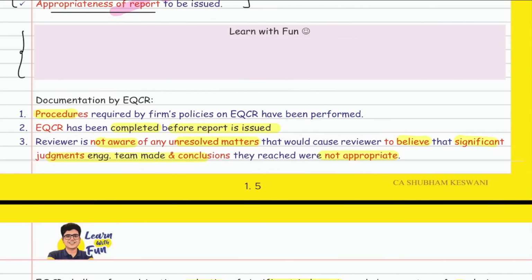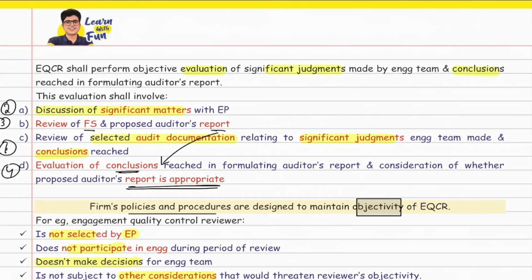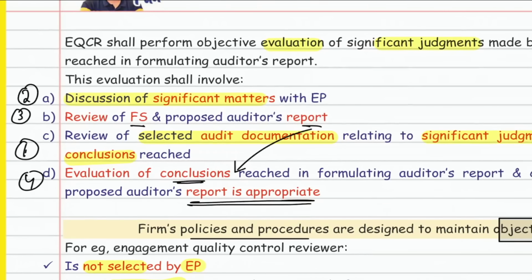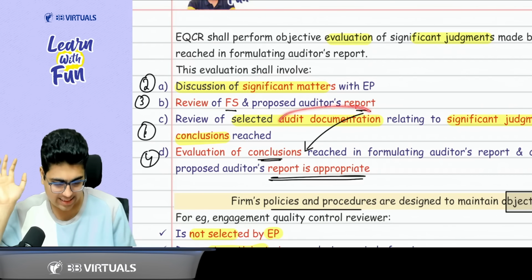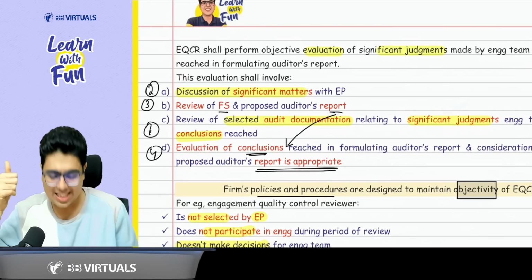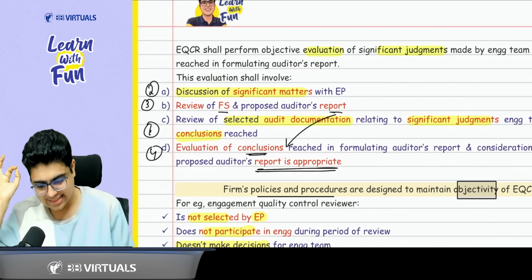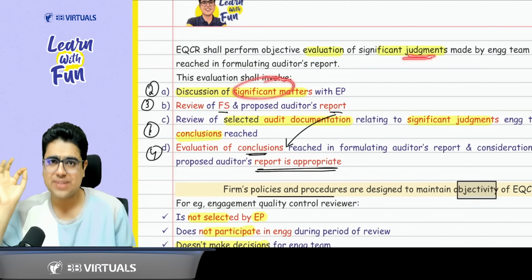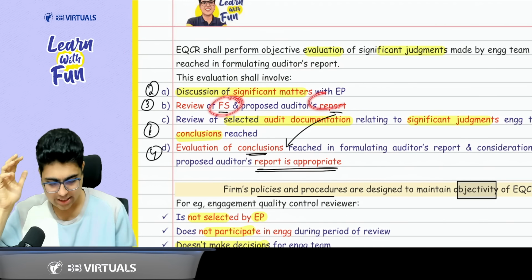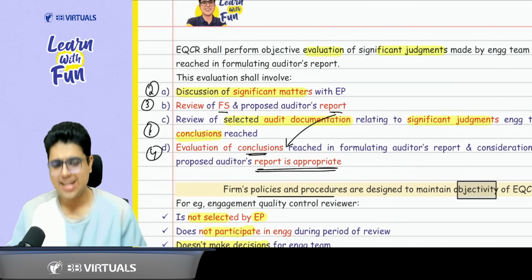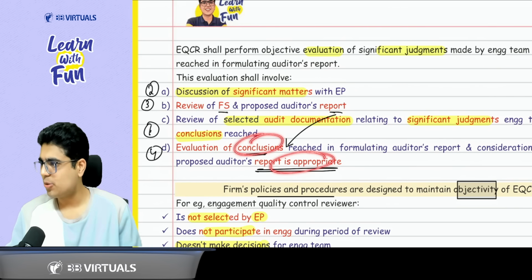Clear point? Clear, sir. What is he required to document? Procedures completed on time, not aware of any unresolved matter to believe that the significant judgments are not appropriate. Last point related to evaluation of significant judgment. For evaluating the significant judgments, the basic and the most important thing is checking the documentation of significant judgment. Another point related to it, just go by the numbering: significant matters. Discuss the significant matters. Third and the basic thing is to review the financial statement and audit report. And in the report, what will you check? You check whether the conclusions and report are appropriate or not.